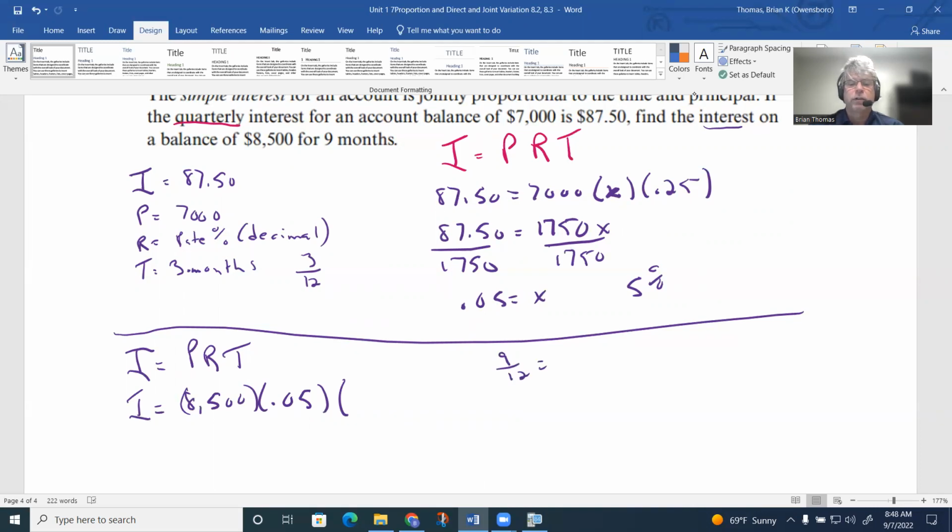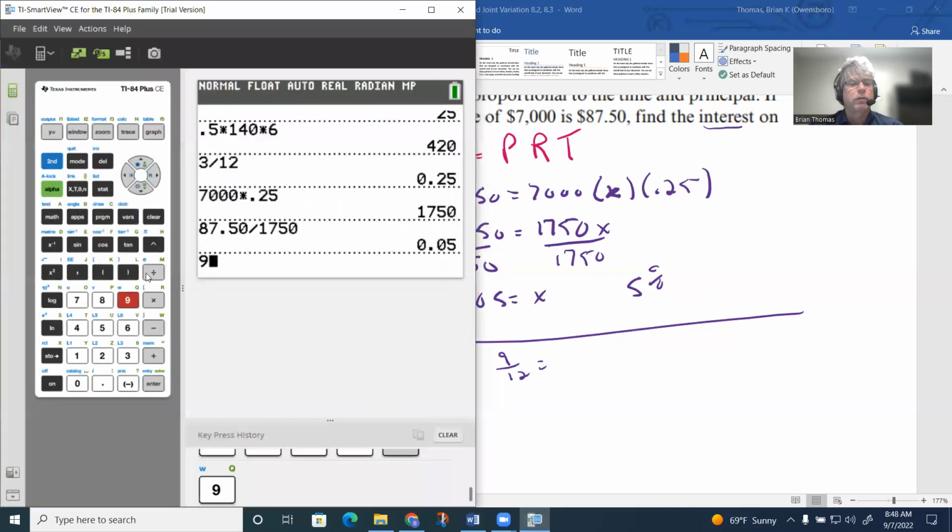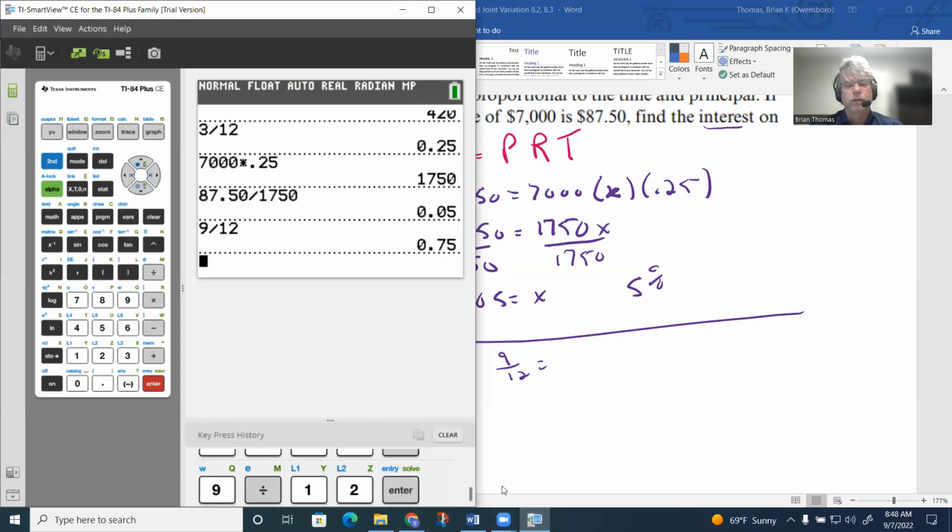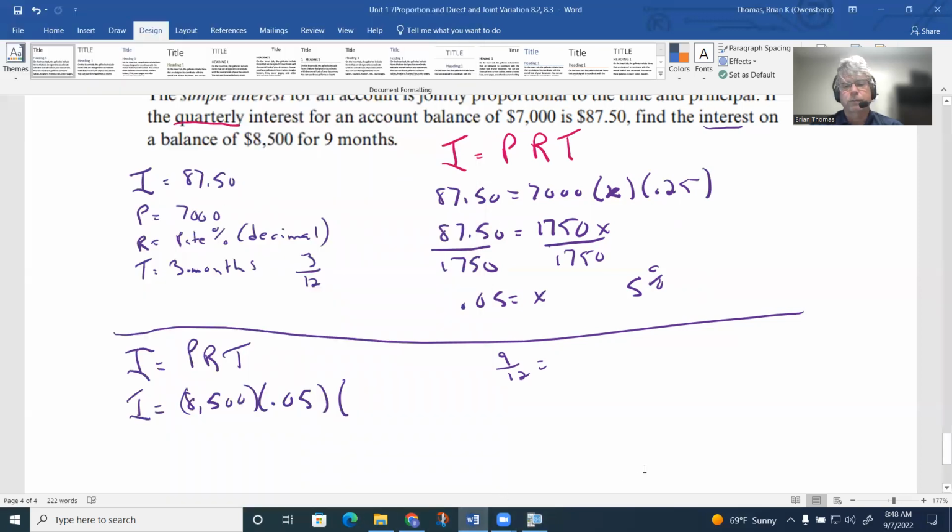If I go ahead and change that to a decimal, so 9 divided by 12, it looks like we should know that. Yeah, it's 0.75. It's 3/4 of a year. So let's just change that to a decimal. It's easier to put that into a calculator. So that's going to be 0.75 years. So notice how it's not a whole year. It's part of a year. So my time is actually going to be a fraction or decimal of a year.